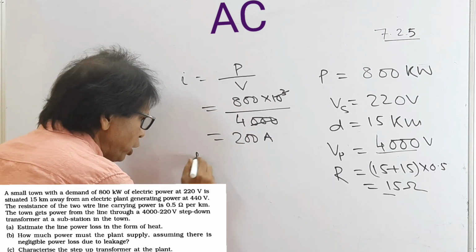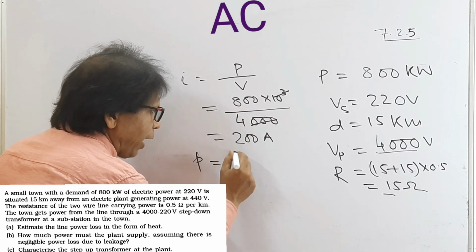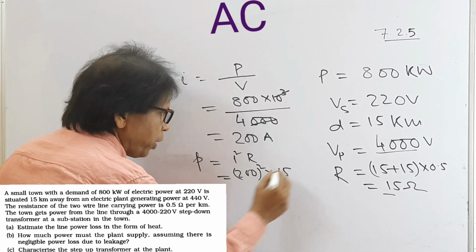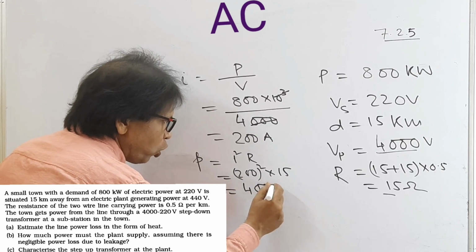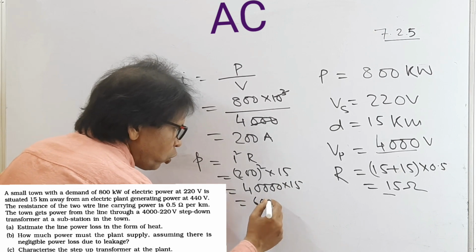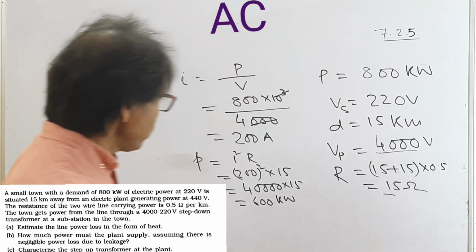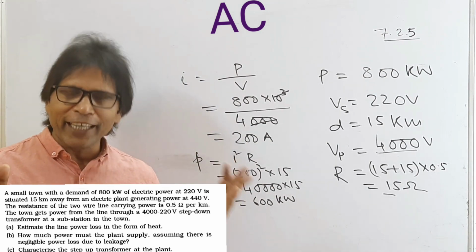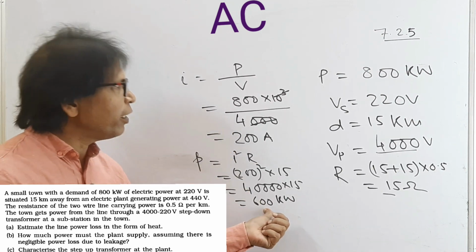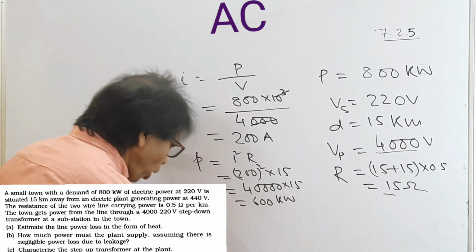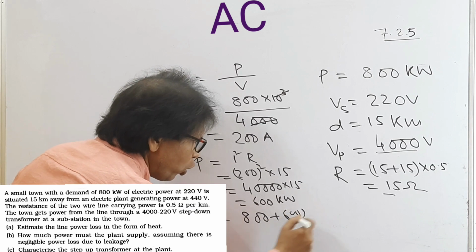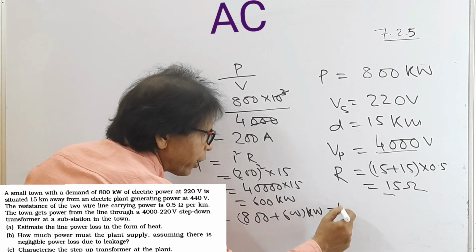Okay. So power dissipated is P equals I square into R. Now this is 200 square and R equals 15. So look at this, 40000 into 15, so this is 600 kilowatt. So heat dissipated is 600 kilowatt. Therefore, the power station should supply this plus this. So net power required P dash equals 800 plus 600, so this is 1400 kilowatt.